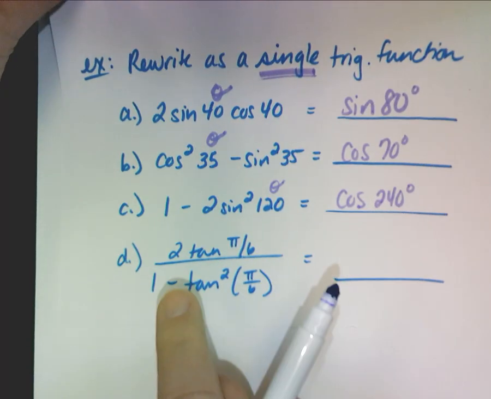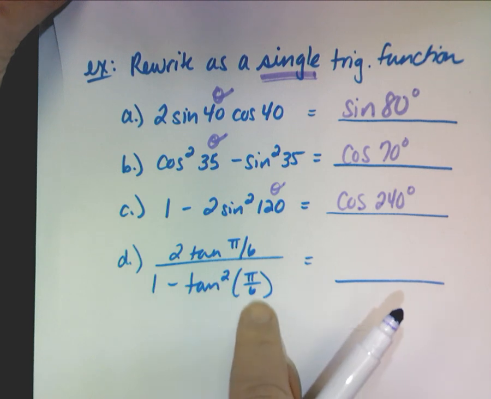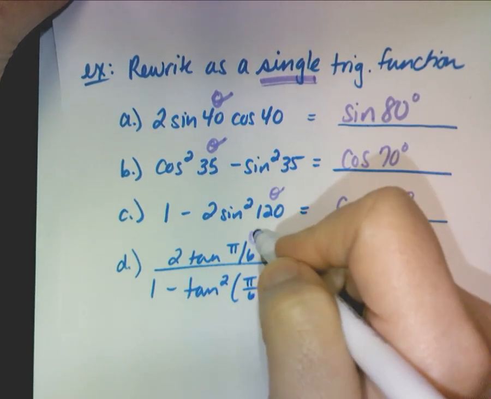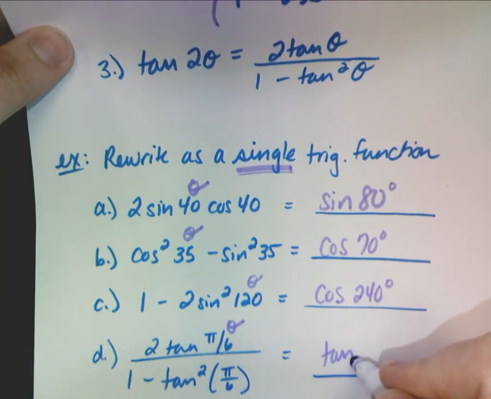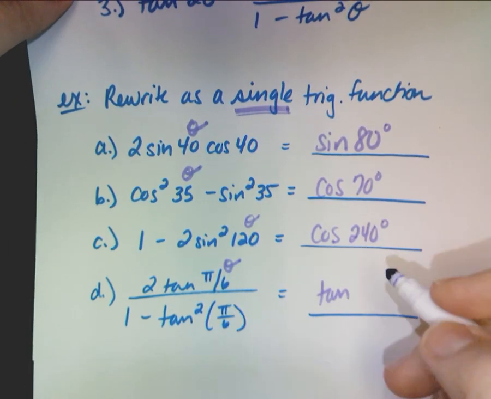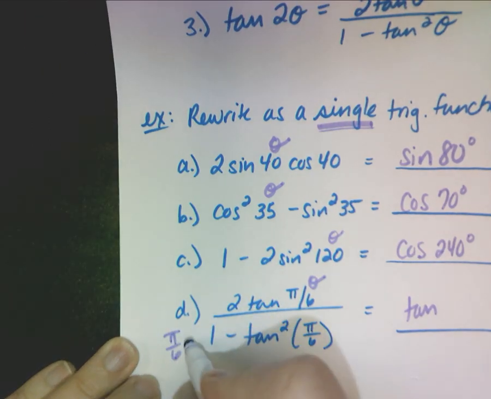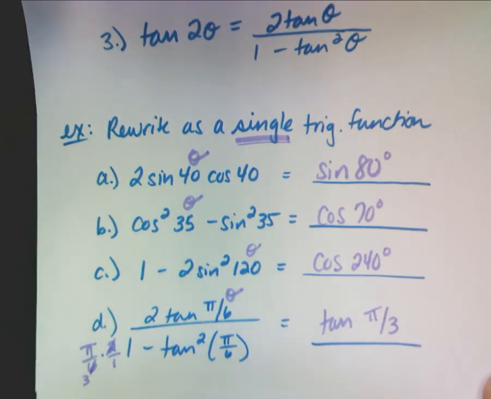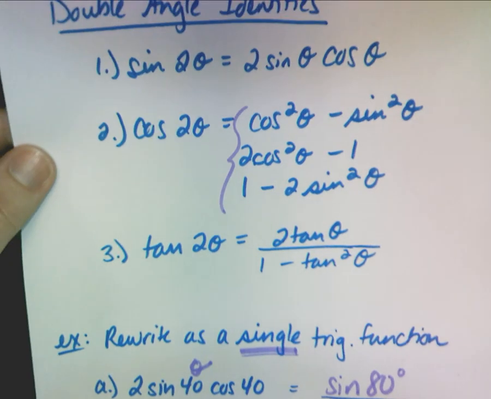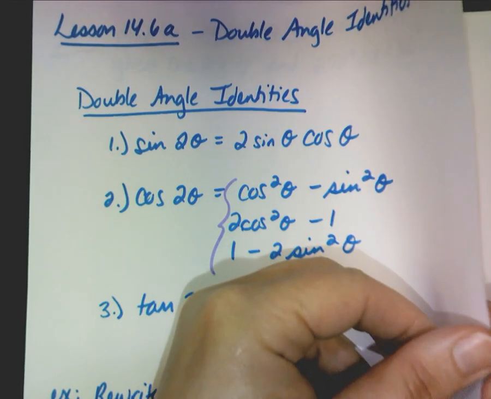All right, and last but not least, 2 tan pi over 6 divided by 1 minus tan squared pi over 6. Again, this would be your theta. It's a tan. So you would write it as tan of pi over 6 doubled. So pi over 6 doubled would be pi over 6 times 2, which would just be pi over 3. Very easy. Now let's actually do a little bit more trickier problem, one like you're going to do homework tonight.